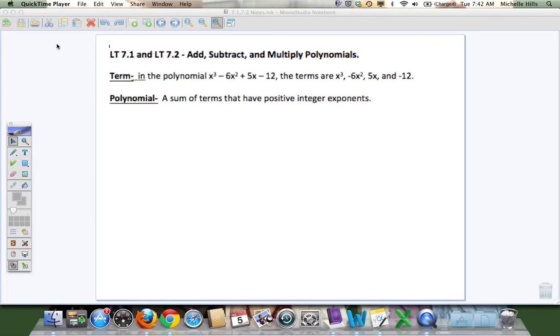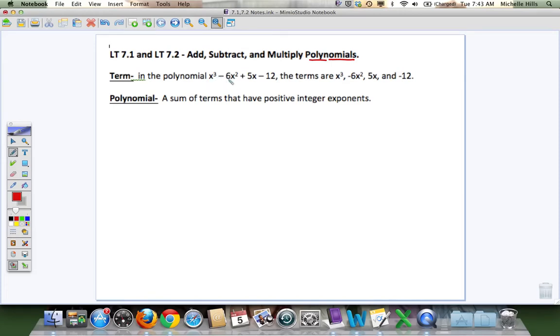So we're going to add, subtract, and multiply polynomials. The part of the word poly means many, and nomials means terms. So this is something with more than one term. Now terms, there's a typo on your note sheet.